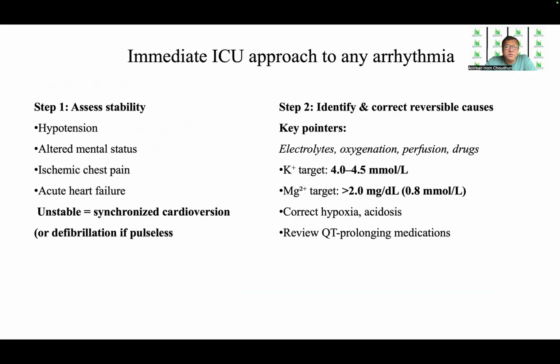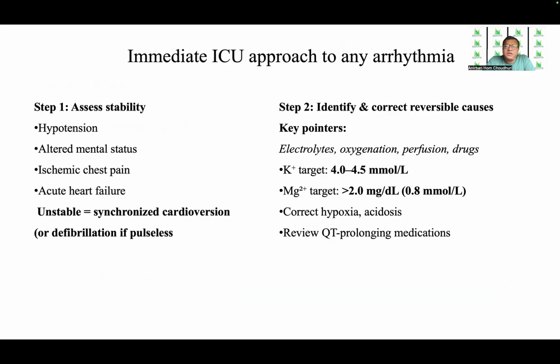So, what should be the immediate ICU approach to any patient with arrhythmia? The first step should be to assess stability, in order to detect any hypotension, altered mental state, ischemic chest pain, acute heart failure, etc. If the patient is unstable, we have to consider synchronized cardioversion, or defibrillation if the patient is pulseless.